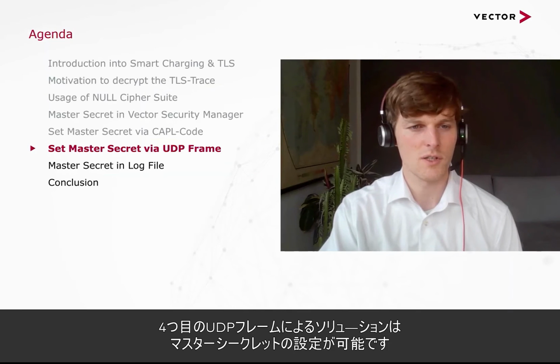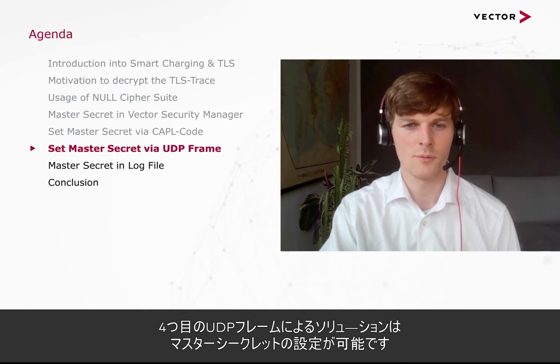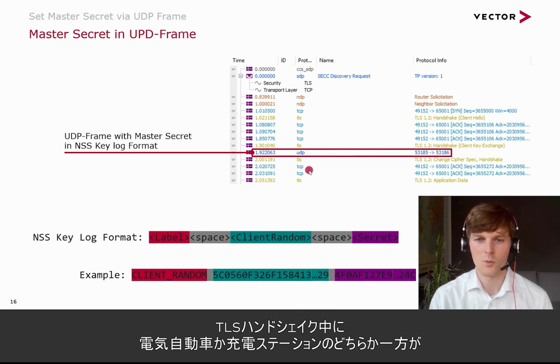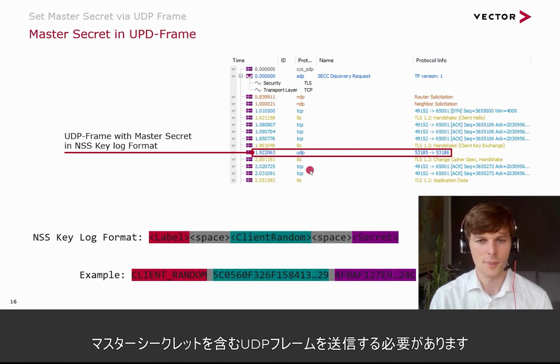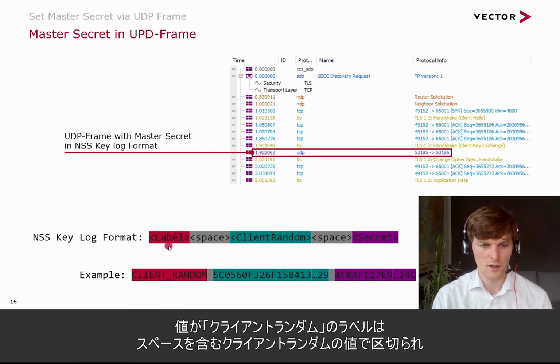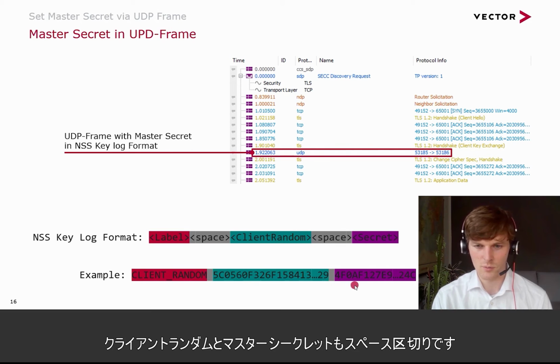Another possibility is you can set the master secret via UDP frame. So the trace looks like this here. During the TLS handshake, one side, the electric vehicle or the charging station, has to send the UDP frame with the master secret, and the master secret has to be in the NSS keylog format. Looks like this here, for example. So label with the value client random. This is separated by the value of the client random with a space, and the client random and the master secret are also separated by a space.